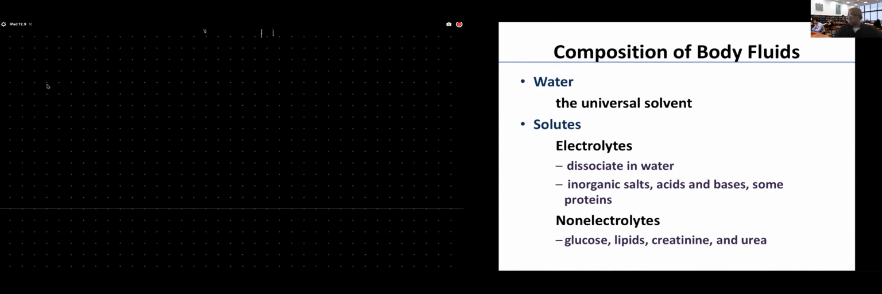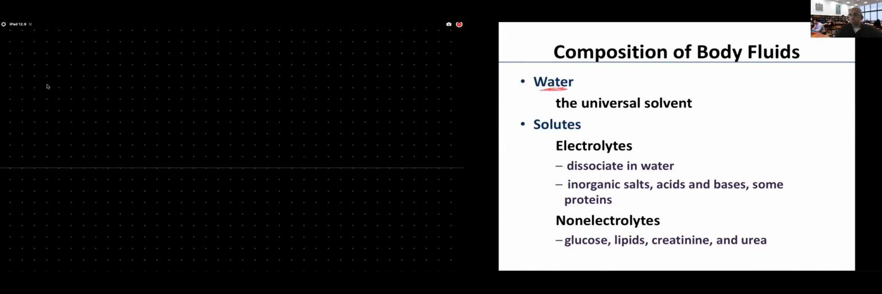The composition here of the body fluids, the main composition is going to be water. Inside the body fluids, we're going to have electrolytes. And electrolytes, those are solutes that have the ability to dissociate in water, like sodium chloride, for example. When you put it in water, it splits into two ions, sodium and chloride. Inorganic salts, acids, bases, all of them would be considered electrolytes if they carry a charge. Non-electrolytes, those are going to be more complex structures like glucose, lipids, creatinine, and urea. Mainly large nutrients and wastes.